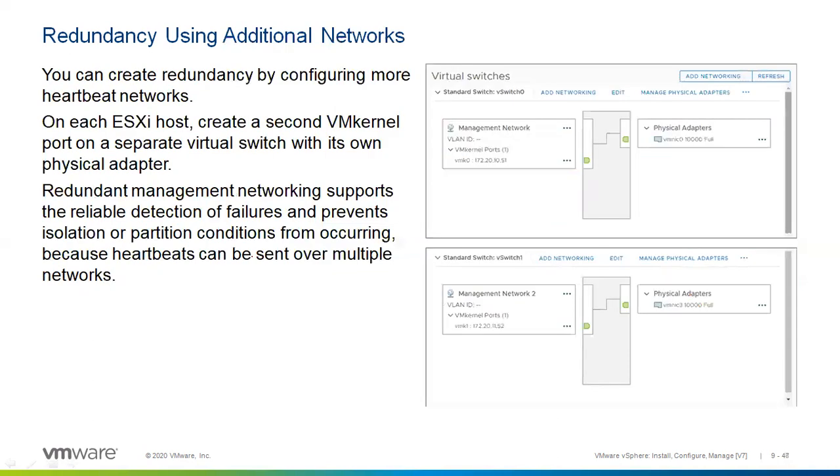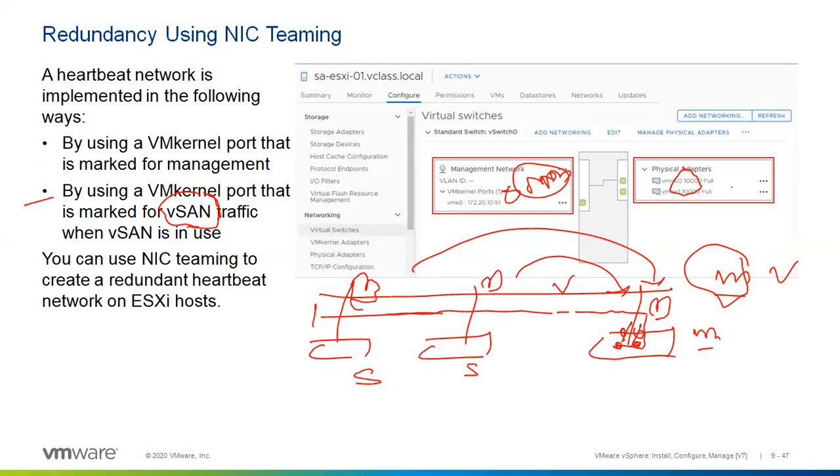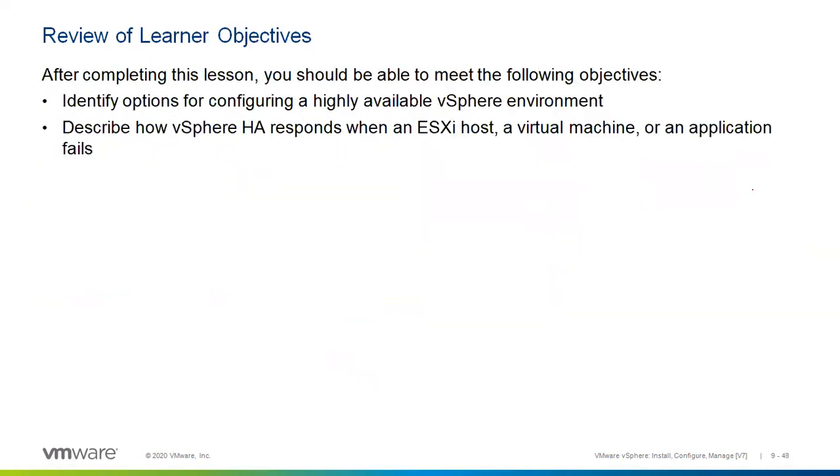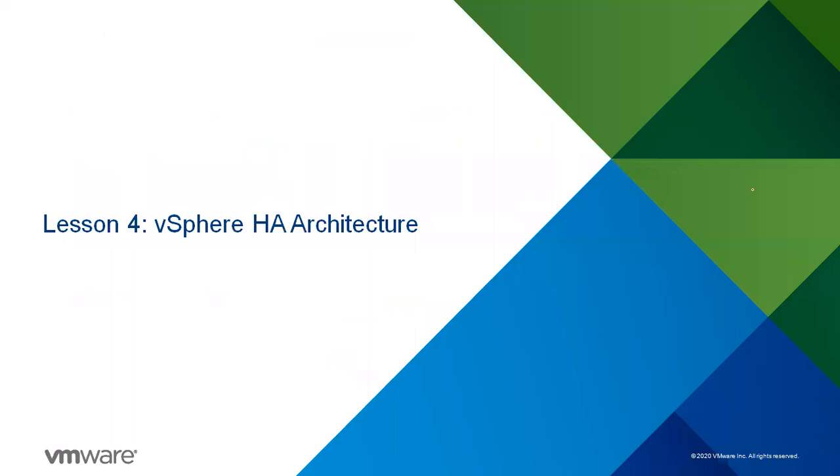Okay, sir. So that is the second scenario I told you. There could be two separate heartbeats, but normally people don't use this scenario. Wherever I have seen redundancy, my management is mapped with two or more physical NICs. In case of vSAN, it is my vSAN network.